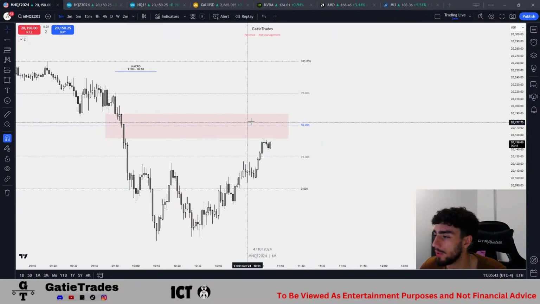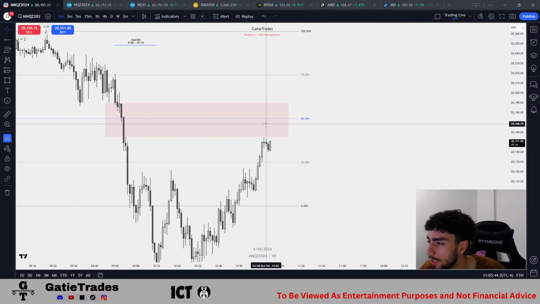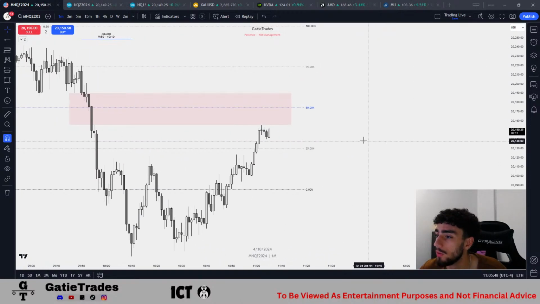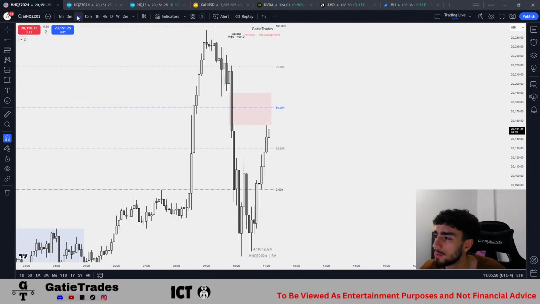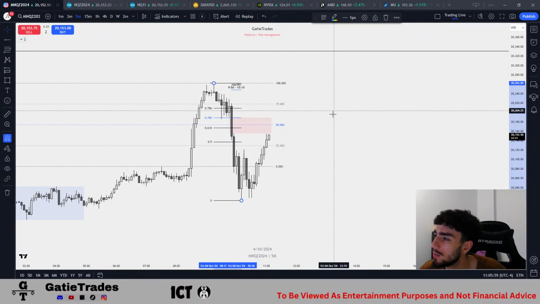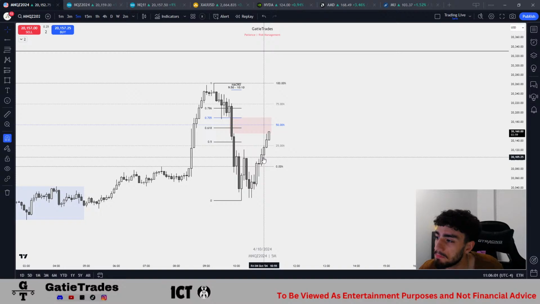I'm curious to see how we react to this. I think we can get one more leg higher here, tapping into the 5-minute, taking out that high. From there, it's hard to say, because that's your OTE of the range. Like lunch continuation, possible.